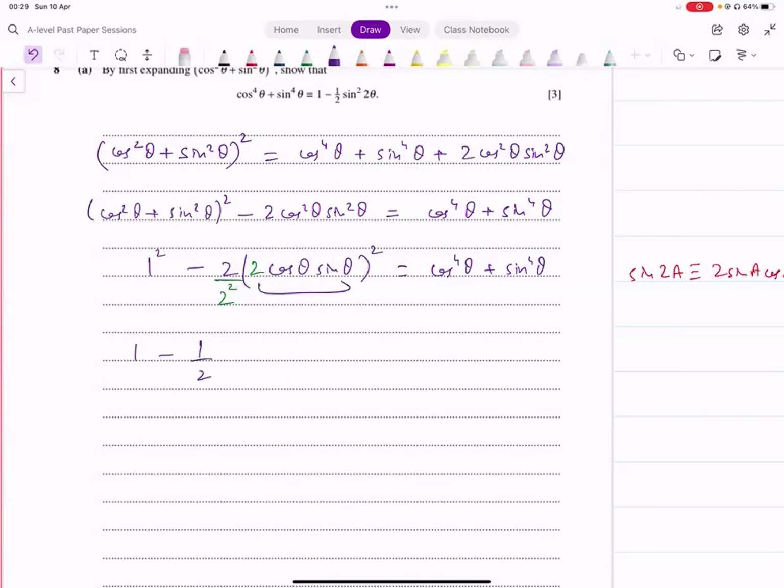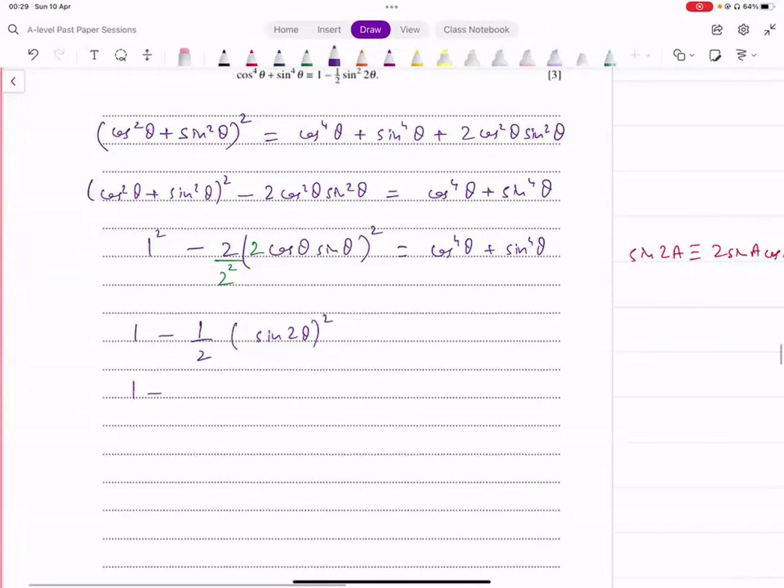2 cos थीटा sin थीटा क्या होता है, that is sin 2 थीटा. अंदर आपके पास आ गया sin 2 थीटा का होल स्क्वायर, and that can be written as 1/2 sin square 2 theta. And that's what we had to show there. Okay, does that make sense?